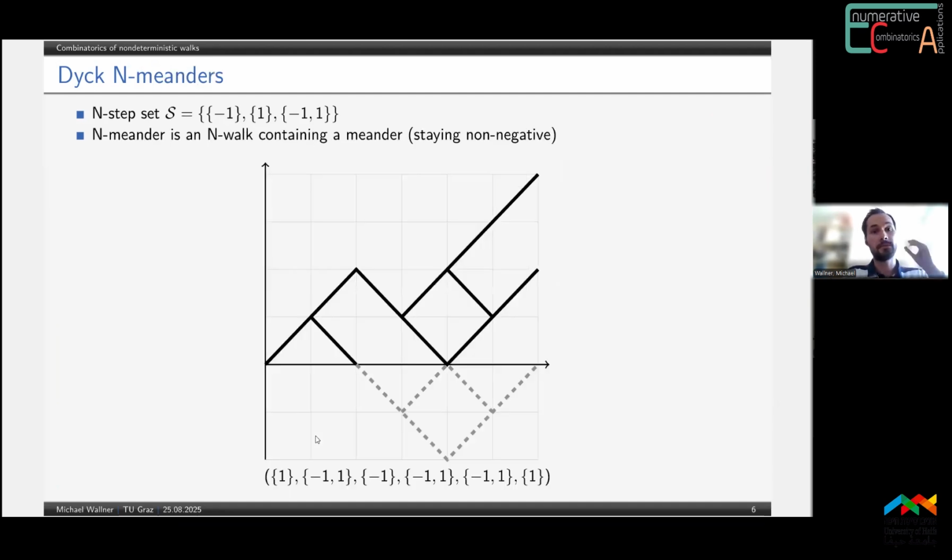Okay, so let's look at meanders. For meanders, we again look at the dig step set, -1, 1, and the fork. And now a meander is one of these constructions that has at least one meander in it. So basically we stay non-negative. Here the dashed lines tell you that we don't care for these trajectories because they are not meanders. They cannot help us anymore. Only these ones we need to continue, because these ones are basically dead for us.